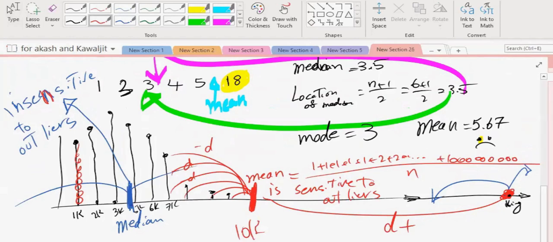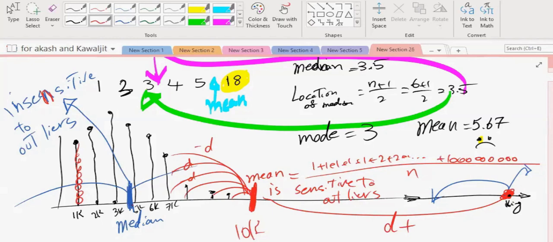Because to find the median, we have to count how many are above the median and how many are below the median. And the king is one of those who is above the median. If his income goes up or down, the median doesn't change, while the mean changes. For the mean, we have to add all of the numbers and divide by n. So if the income of the king goes down, the mean will go down. If the income of the king goes up, then the mean will go up. But the median will remain at the same place because the king is just one of the numbers above the median. Okay?